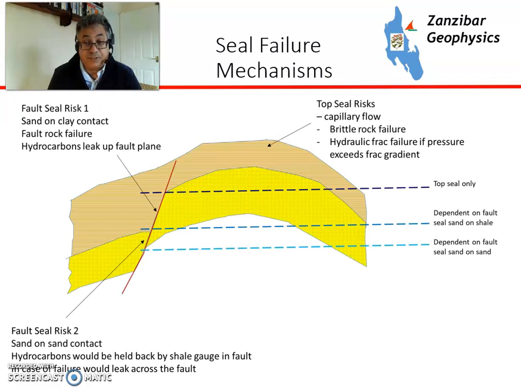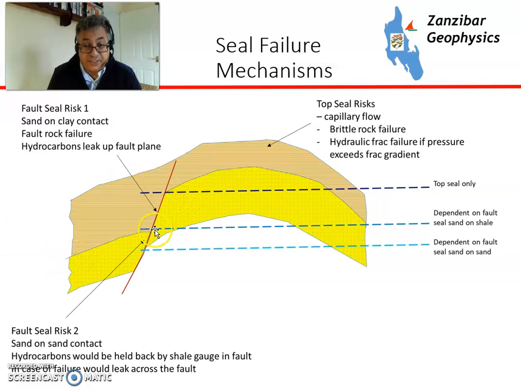So here's a diagram explaining this. This is a fault, this is your reservoir, yellow sandstone, and this is your top seal. In this case, we have sand-on-sand contact. To get to this contact, that particular bit of the fault plane has to be sealing, otherwise the hydrocarbons will just escape up here.